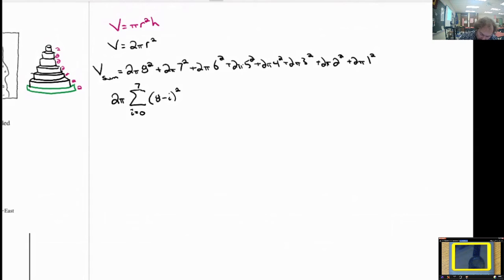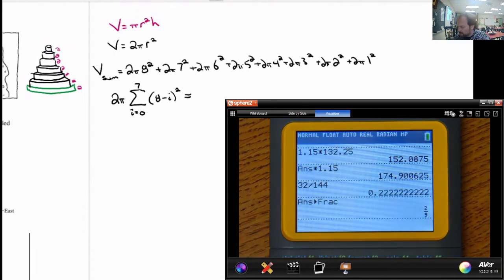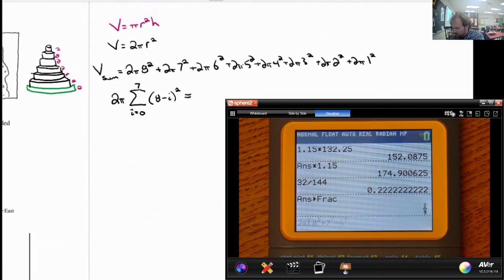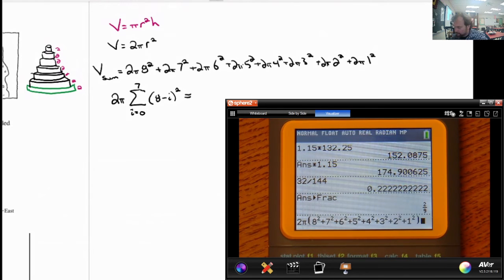Now, we could use a calculator to approximate this, or you could use your calculator to just add up all of the areas. It wouldn't be a big deal. It takes about the same time for all of them. So I'm going to do 2 times pi times 8 squared plus 7 squared plus 6 squared plus 5 squared plus 4 squared plus 3 squared plus 2 squared plus 1 squared.